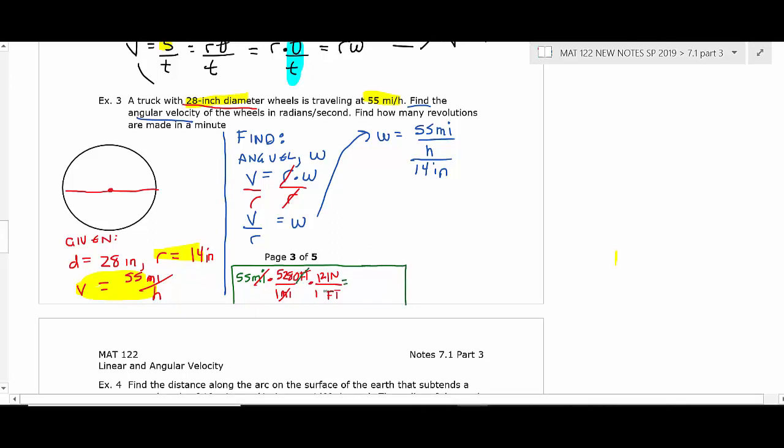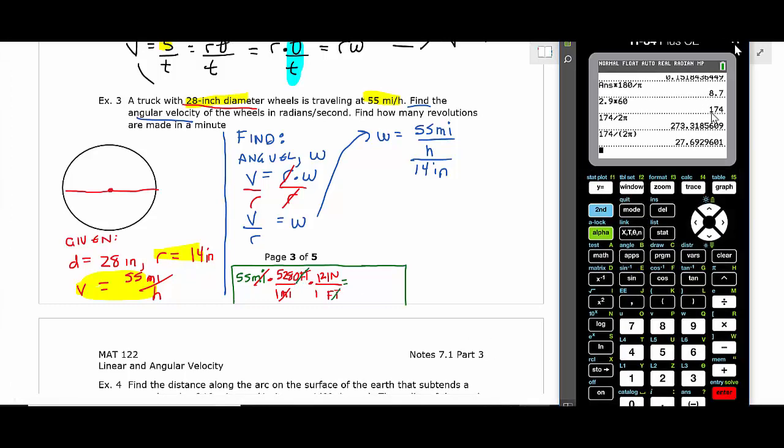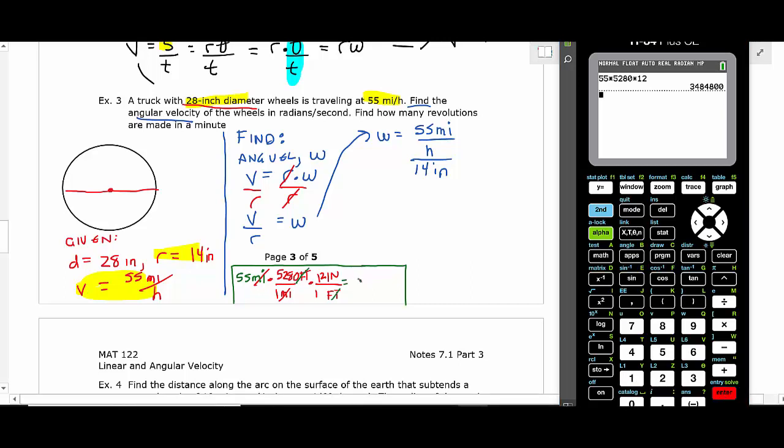Now we'll go ahead and take the calculator. I'm going to take the 55 miles times the 5,280 feet that are in a mile times the 12 inches that are in a foot. I'll get a big number, and that's okay. That's 3,484,800 inches. That's a lot of inches in 55 miles.